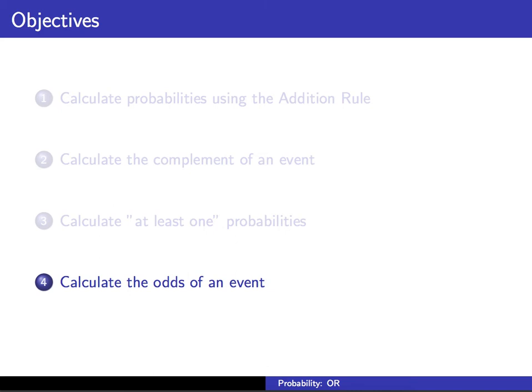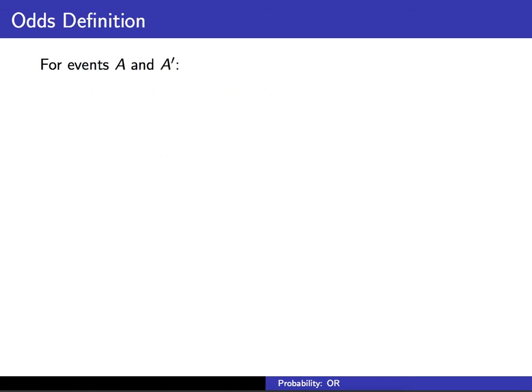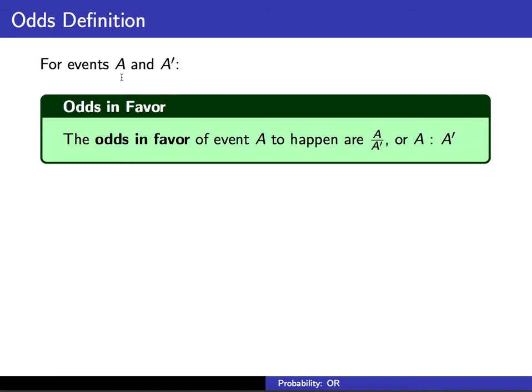All right, in this video we're going to look at calculating the odds of an event. So for two events A and A prime, where again A prime represents the complement of event A, whatever A's percent chance of happening is, A prime we can find by just taking that percentage for A and subtracting it from 100%.